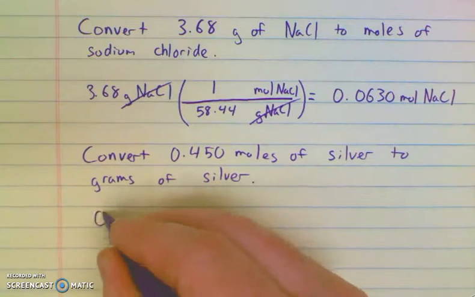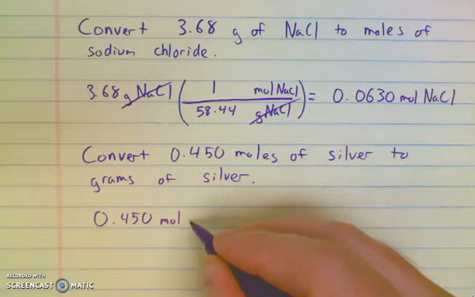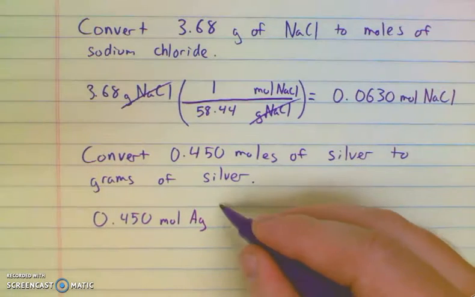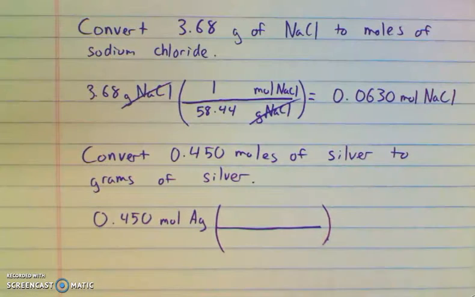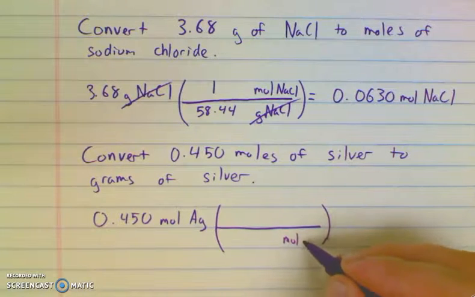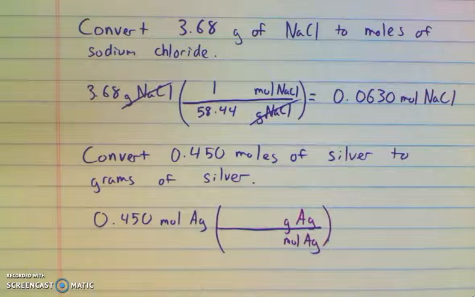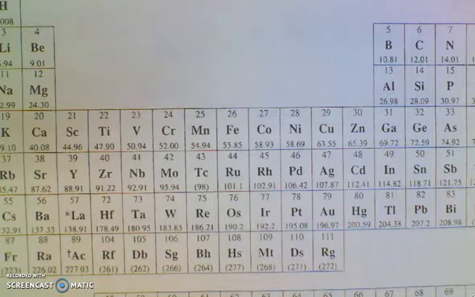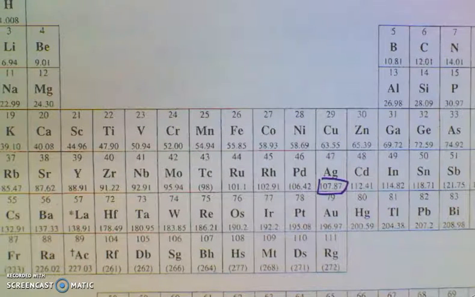So again, start by writing what we know. 0.450 moles of silver, Ag. Set up our unit analysis with our fraction. And on the bottom here, since we're canceling out moles, put moles of Ag down here, and grams of Ag on top. Now let's do a real quick recap of where we get our grams of Ag. Where we get our grams of Ag, again, is that atomic mass off the periodic table. Again, this is going to tell us how many grams are in a mole of any atom.